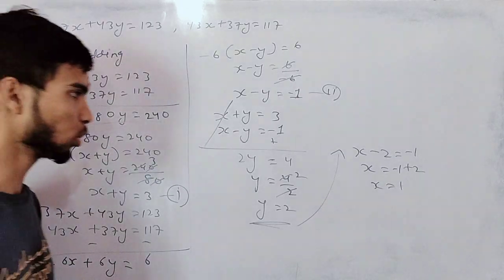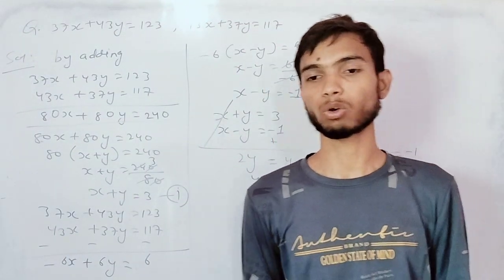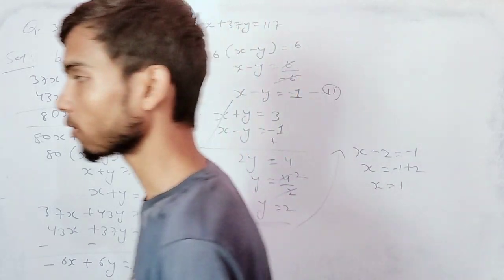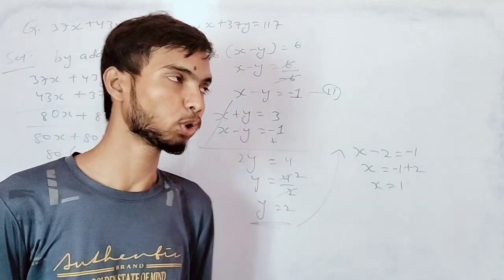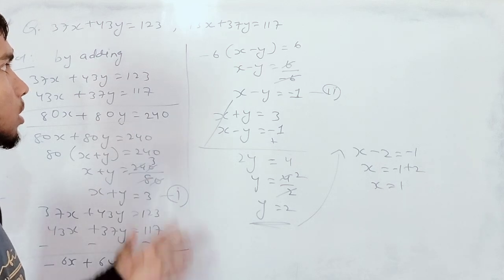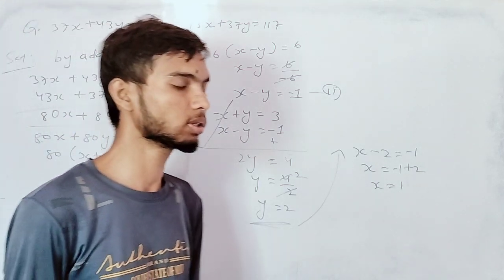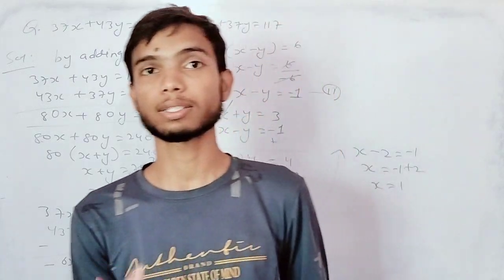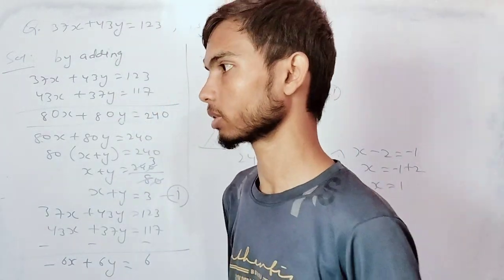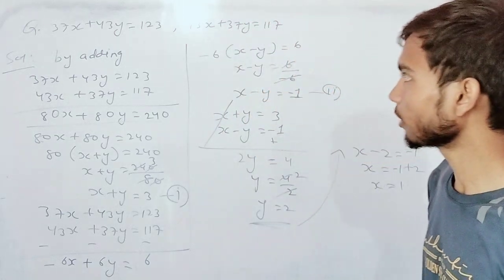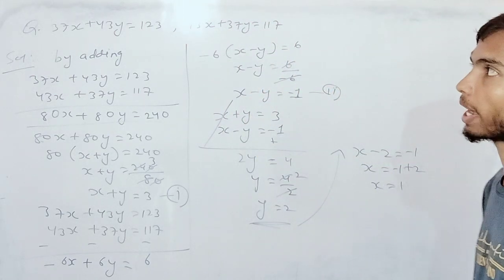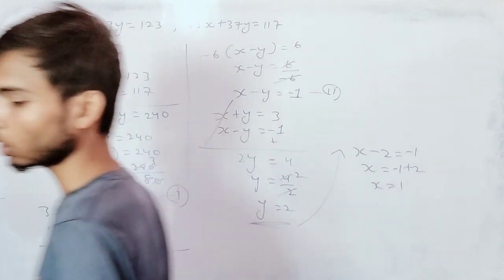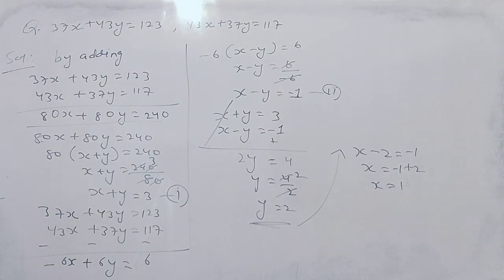So you will do like that when coefficient numbers are big. Just add both equations and then subtract both equations, then you will get simple equations. So when will you do like that? When you have big coefficient numbers, then you can do like that.